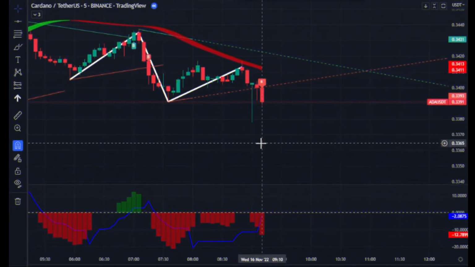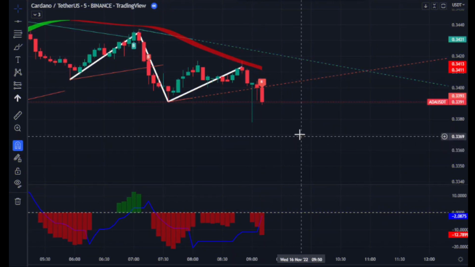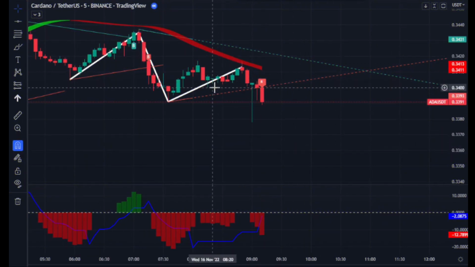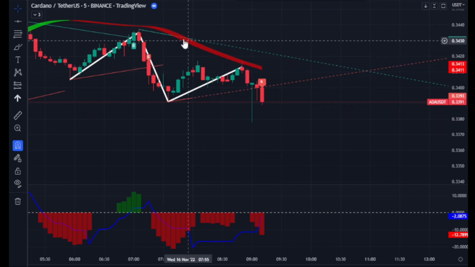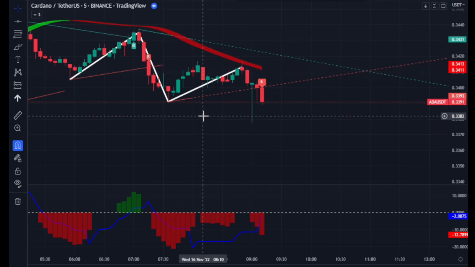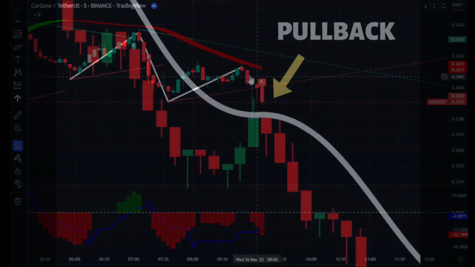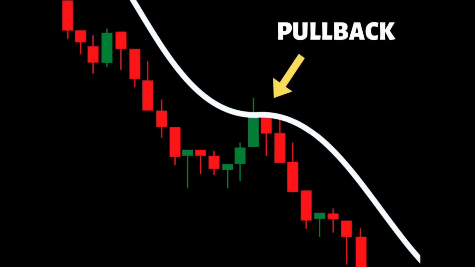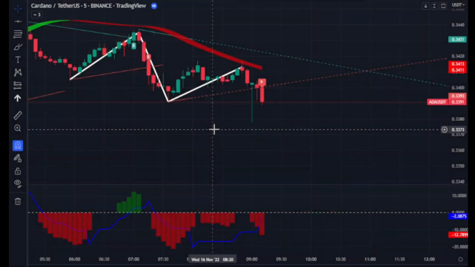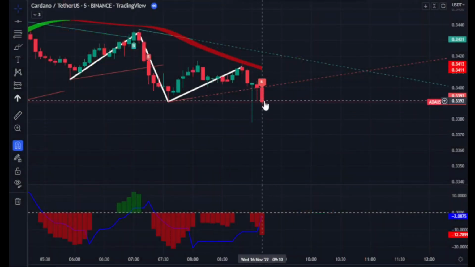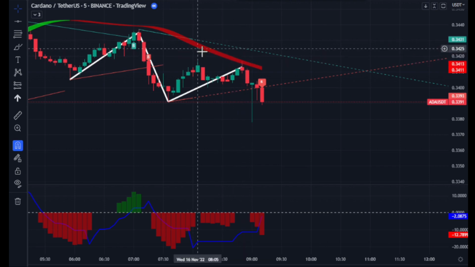We are now on the Cardano 5-minute chart, so we will see how to take short trades. First we have to see that the whole suite is in the red and the market should give us a pullback on the candlestick chart. If you don't know what a pullback is, I'll leave you an image so you can understand better. And very important is that during this pullback the whole suite does not change color to green.